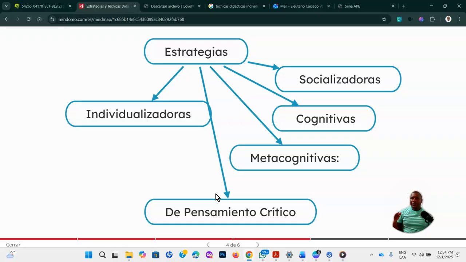Individual strategies are for the students to become conscious about their own learning process. In the individual, it is to make them work by themselves, to read, to investigate, to consult. A social strategy has to do with working in groups, collaborative work, collaborative learning. And we have, for example, problem-based learning, working in groups to develop social skills of the students.